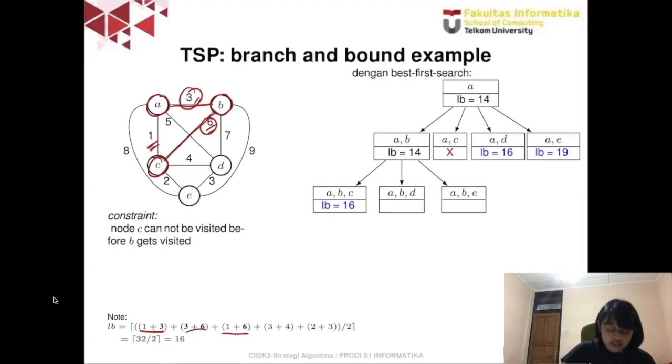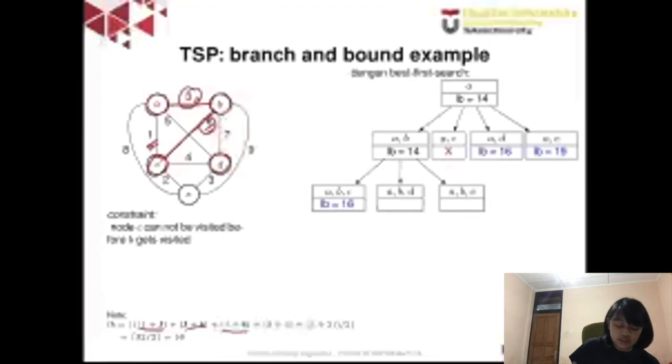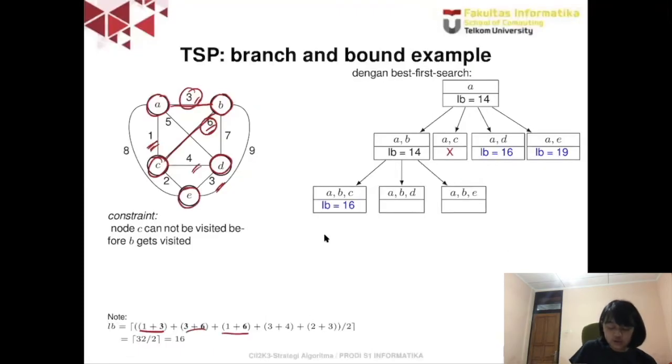Then for D, we don't have any partial solution that is attached to D yet, so we can choose 3 and 4 here. And for E, the same, we can also choose 2 and 3 here. Okay, next one, A, B, D, we do the same.